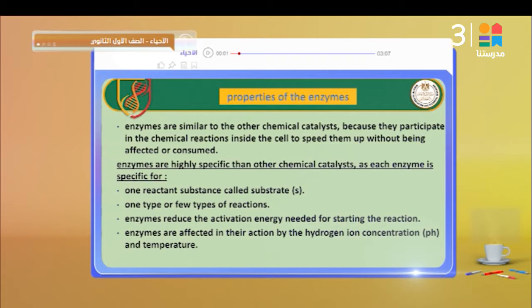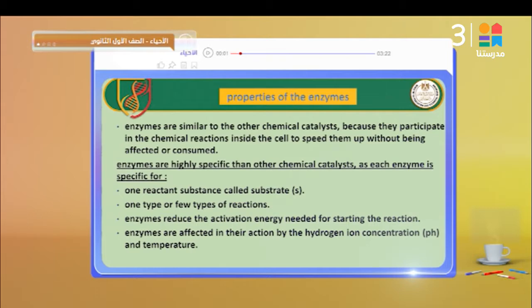Okay, the reactant substance is called the substrate. Enzymes catalyze one type or a few types of reactions. Enzymes reduce the activation energy needed for starting the reactions. Enzymes are affected in their actions by hydrogen ion concentration, pH, and temperature.